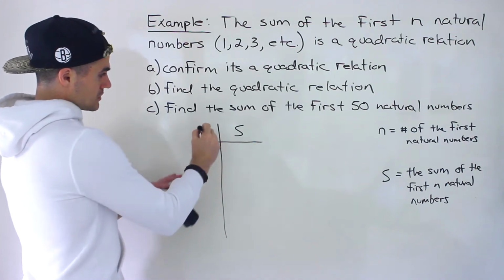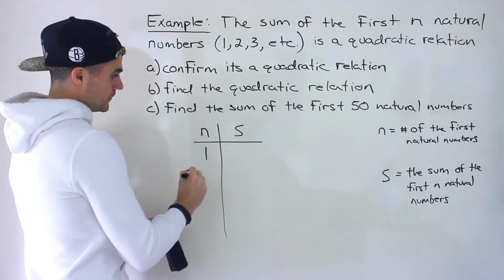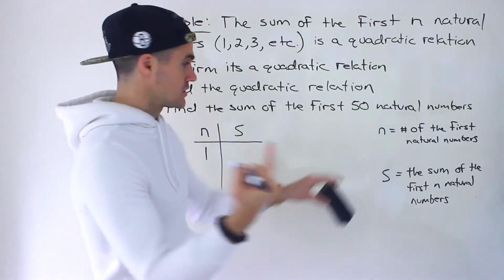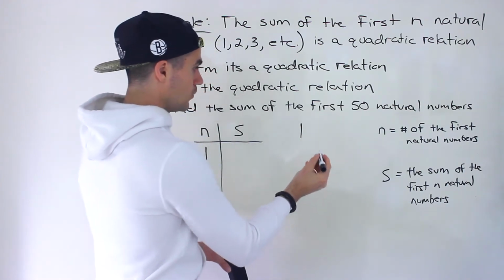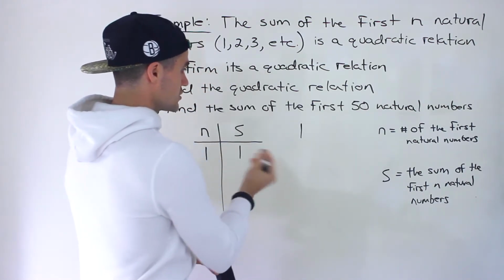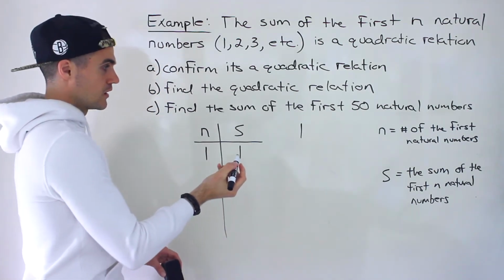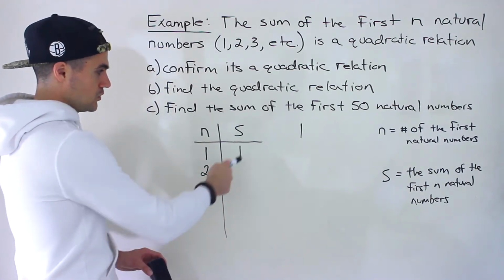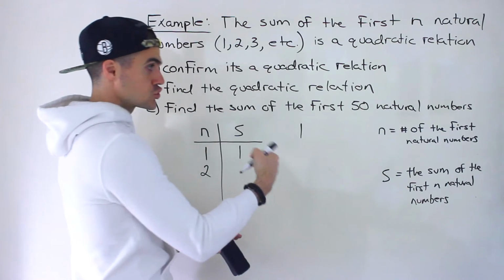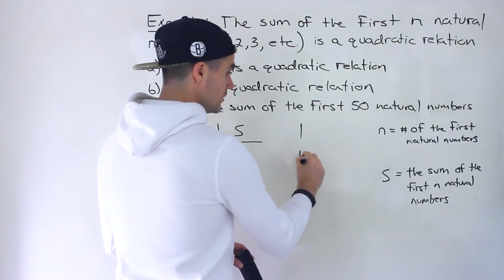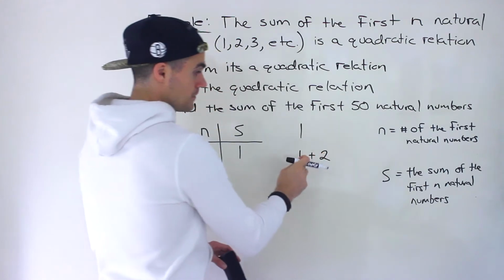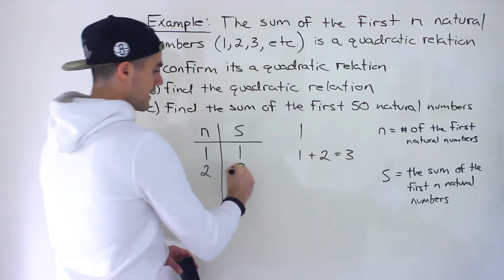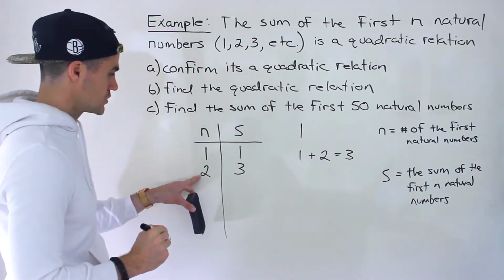So here's how it works. Let's say that n is 1. If n is 1, that's the first natural number, which is just 1. Well, what's the sum of this? It's just 1, that number by itself. Now what if n is equal to 2? What would be s? Well, we would list out the first two natural numbers, so it would be 1 plus 2, right? The sum of the first two natural numbers would be 3. So s would be 3 for an n value of 2.